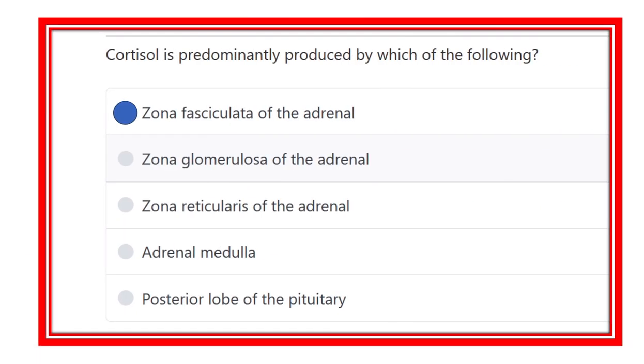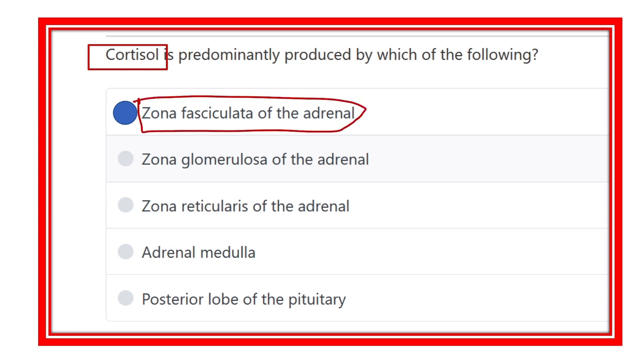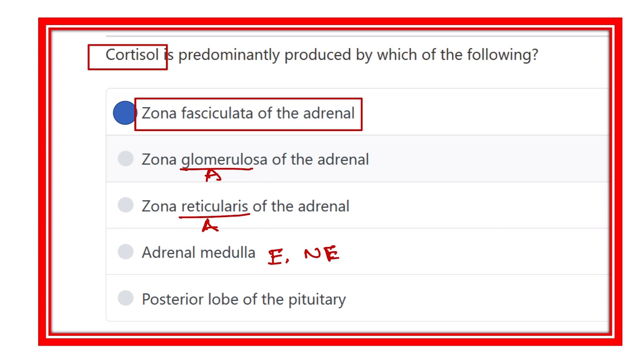So cortisol is released mainly from which structure? From the zona fasciculata of the adrenal gland. Other options: from the zona glomerulosa, aldosterone is released; zona reticularis, androgen; adrenal medulla, epinephrine and norepinephrine; and the posterior lobe of the pituitary releases vasopressin and oxytocin.